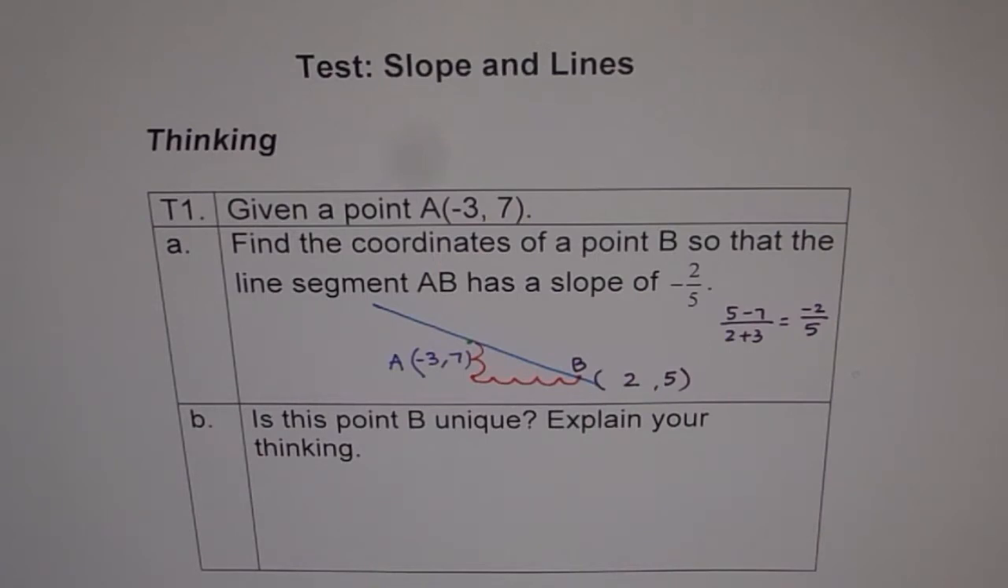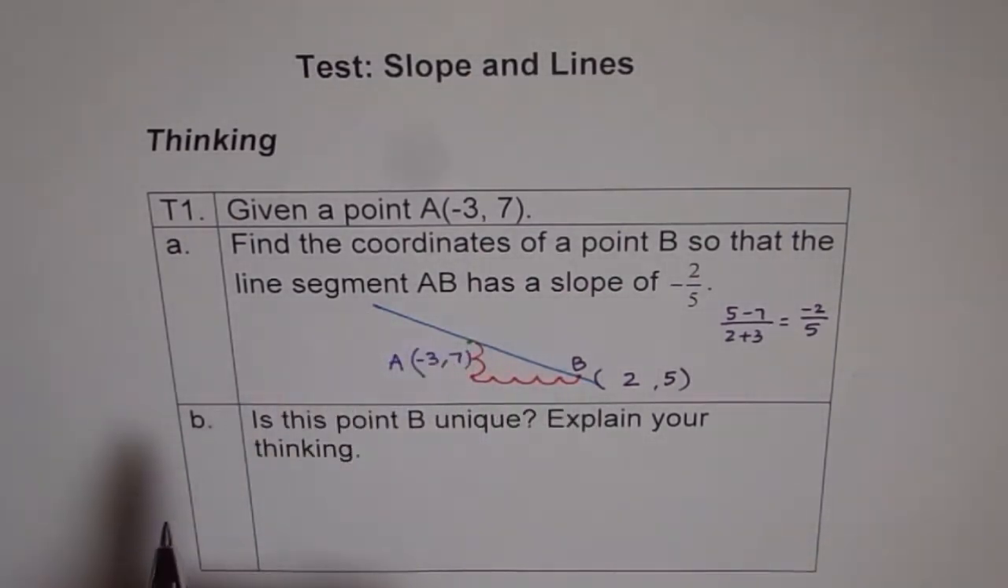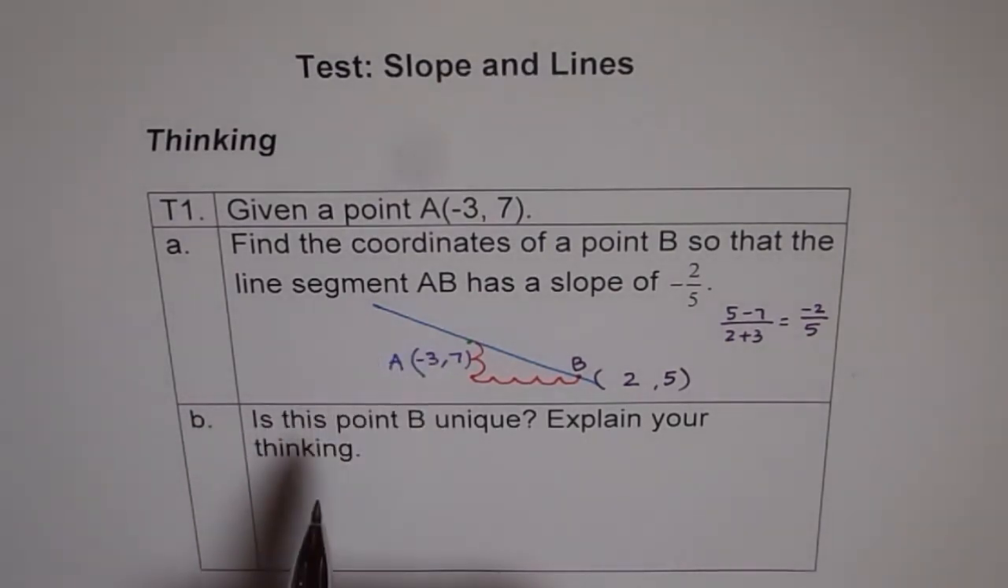Now part B: is this point B unique? Explain your thinking. Well, that's kind of tricky. It's not really unique because there is a line, so there is a point on this side. There could be a point on the other side also, right? How to get that point?